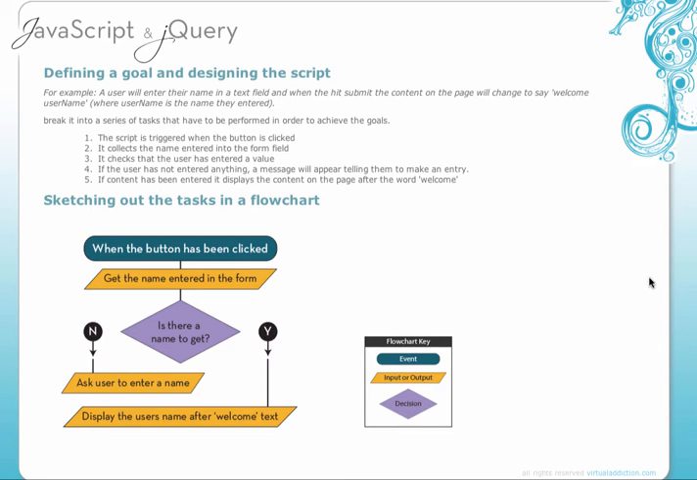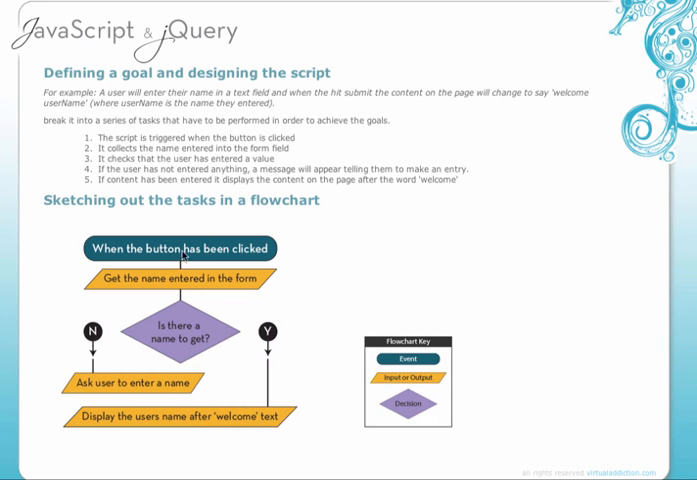So you can see here, we've defined that when the button has been clicked, get the name entered in the form. Is there a name to get? No. Then ask the user to enter the name. Yes. Then display the user's name after the welcome text.